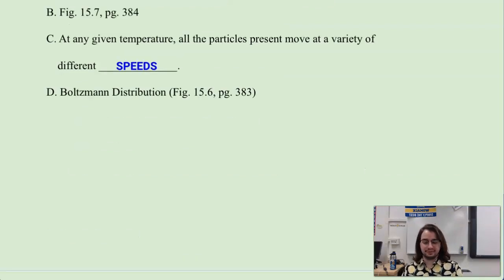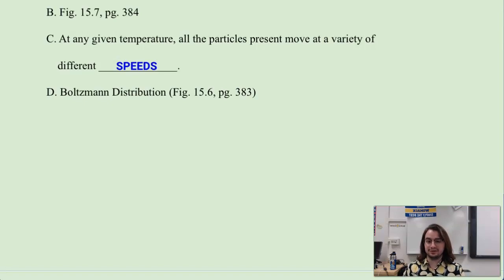So at any given temperature, all particles present move at a variety of different speeds, depending on their size and depending on the energy that they have. And this is often determined through what we call a Boltzmann distribution. A Boltzmann distribution is a graph. We are going to want to draw X and Y axes for this. Give yourself a little bit of space. Don't take up the whole space, maybe like half of it, because we're probably going to draw 2 of these underneath this little blank.